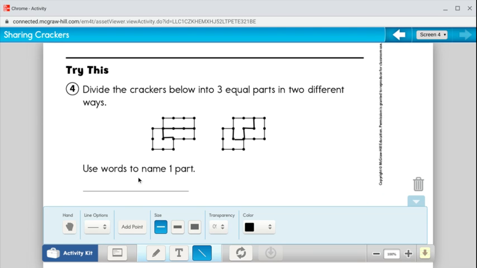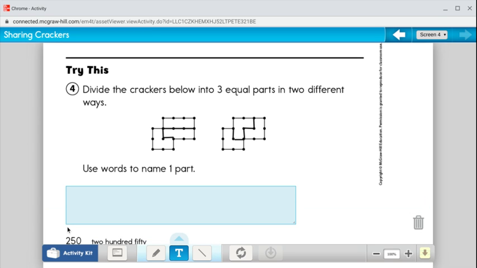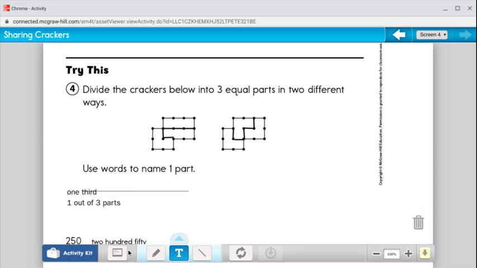And what would we name this part? Same thing we named the ones above. We would use our thirds, right? So we would say 1/3 or 1 out of 3 parts, right? And that would be our name for those.